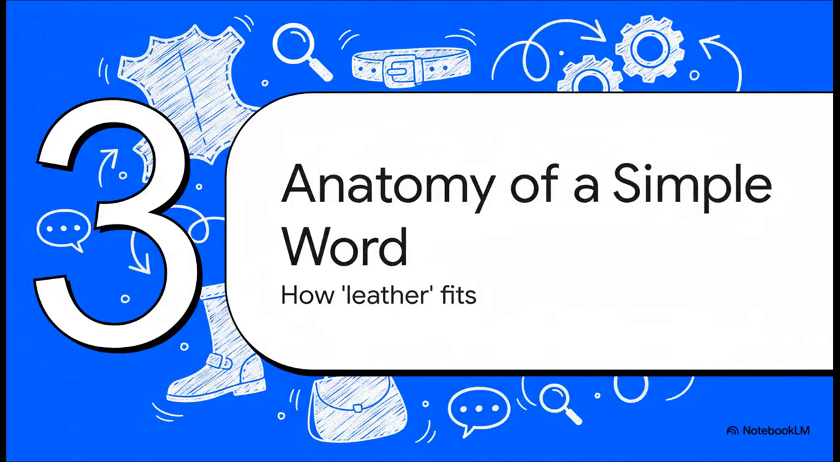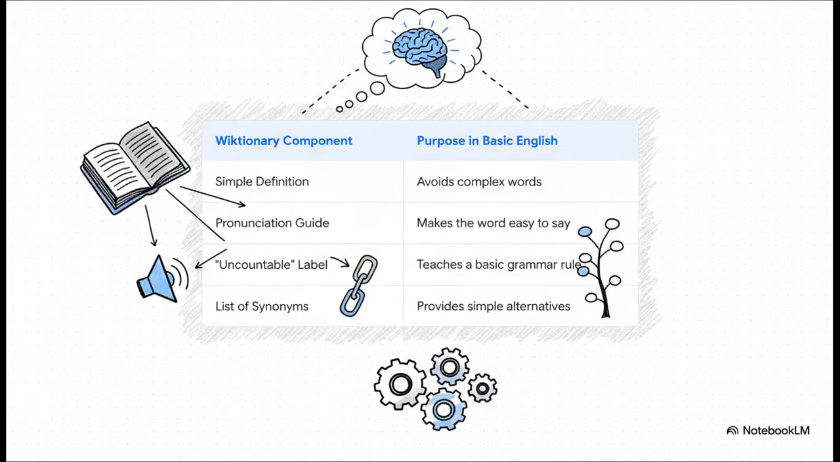Okay, so now that we get the system, we can go all the way back to our original word, leather, and see how that dictionary entry isn't just a definition. Oh no, it's a perfect example of the whole Basic English philosophy in action. Every single part of that entry is designed to support this system. And this is where you can really see the genius behind it.